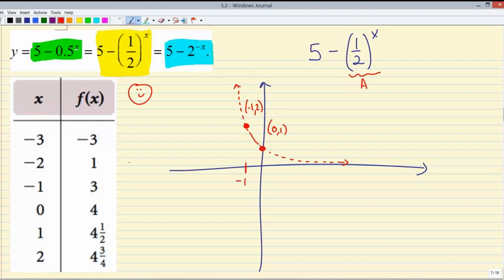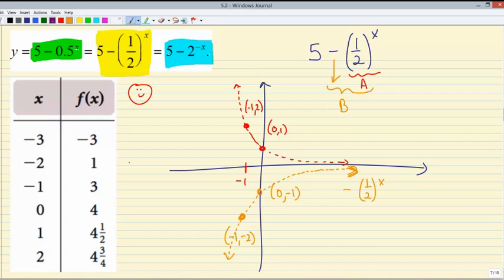Now let's add on the negative. This point here, (-1, 2), gets reflected down here to (-1, -2). And this point (0, 1) gets reflected down here to become (0, -1). And this is the function negative 1/2 to the x power.